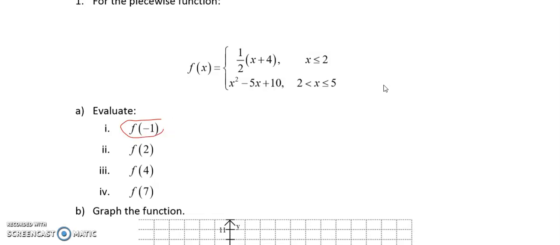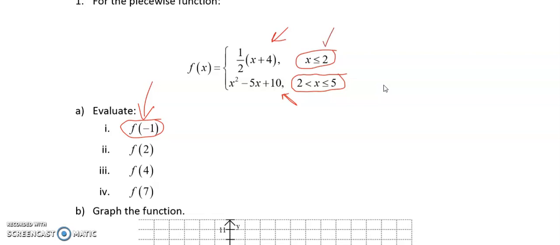What if you were asked to evaluate a piecewise function for a certain number? Now you can see this piecewise function has two pieces, two parts to it. Well, which part do you put your -1 in? Do you put it in the top piece? Or do you put it in the bottom piece? Well, it all depends. Look at your two domains. Look at the domain for the top piece and the domain for the bottom one. Which of those domains does -1 belong in?